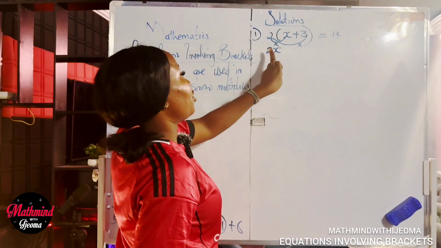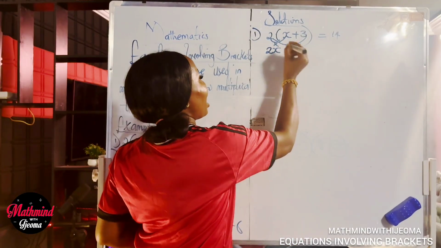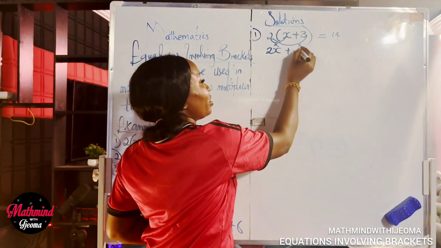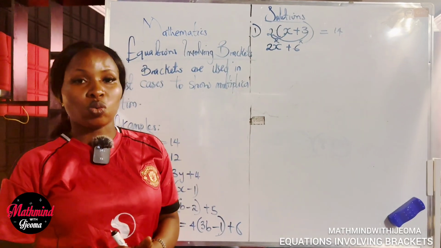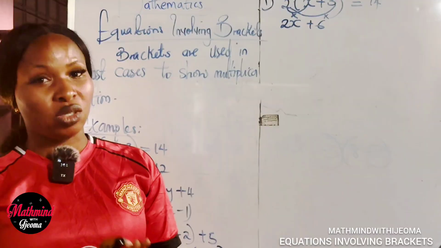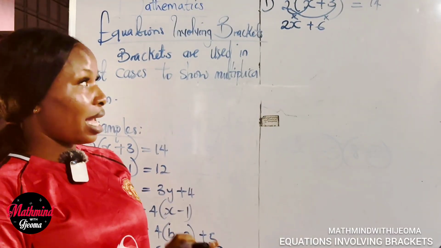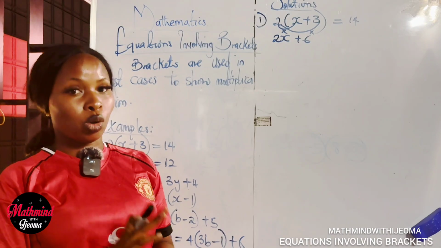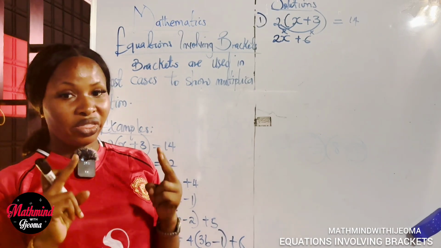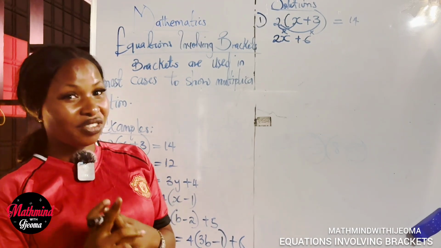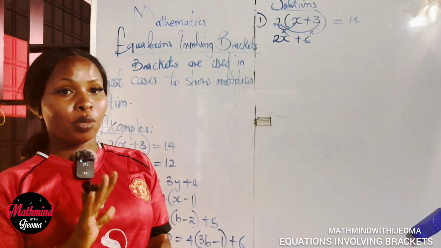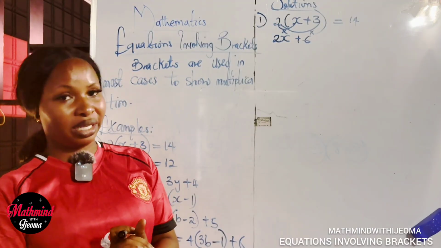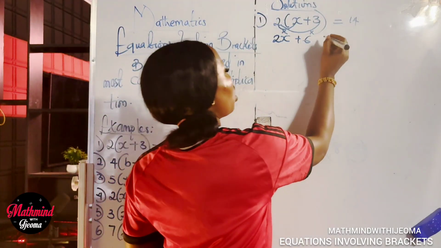So we have 2 times x is 2x, then 2 times plus 3 will give us plus 6. Don't forget to always work it out with your signs. Remember in our sign rules, when you multiply 2 different signs, it gives you negative. But if you multiply 2 same signs, it gives you positive. Equal to 14.